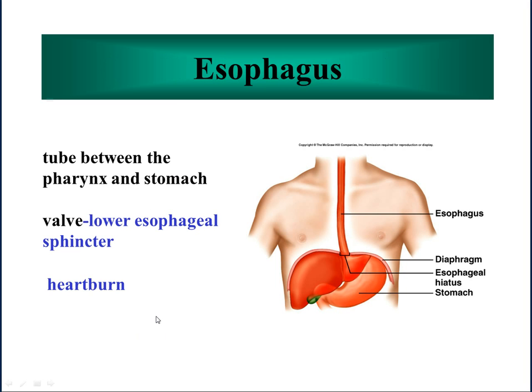The esophagus is the tube between the pharynx and the stomach. It has a valve, the lower esophageal sphincter. The lower esophageal sphincter helps to send the food toward the stomach, as it goes into the stomach. Okay, esophageal hiatus. And if you've heard of a hiatal hernia, that would be the area of a hiatal hernia.